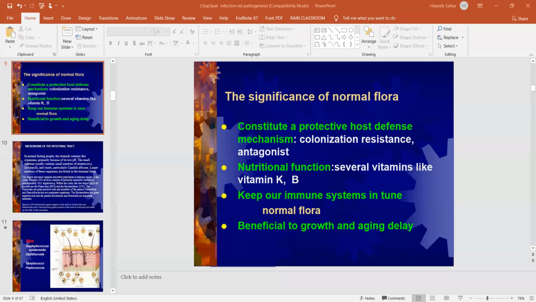Gut associated lymphoid tissue. These are the lymphoid tissues which are present in our gut. The development of this system is because of the gut bacteria. If your gut associated lymphoid tissues are developed, it means you will have fewer chances of gut related infections, because the immunity is already there.